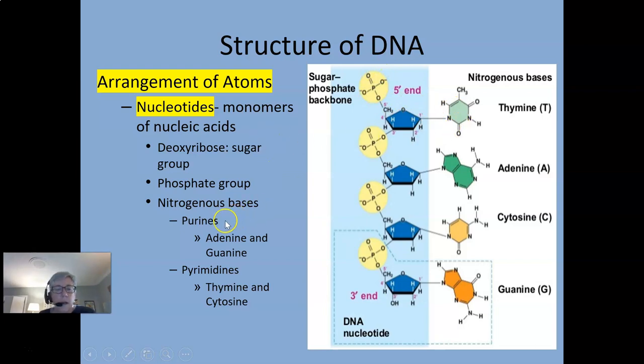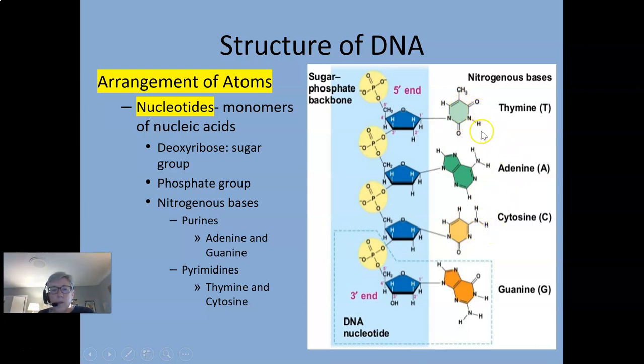All right. Purines are the adenine and guanine. So here's adenine. It's got two rings, lots of nitrogens, which is why they're called nitrogenous. And guanine has two rings. So guanine and adenine are the purines. And then cytosine has got one ring here, and thymine has one ring. Okay, and so those are the pyrimidines.